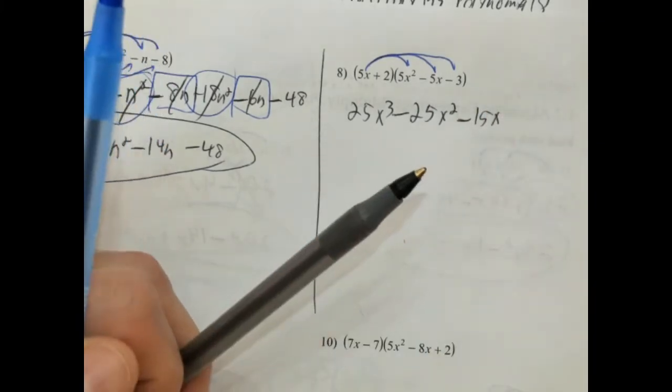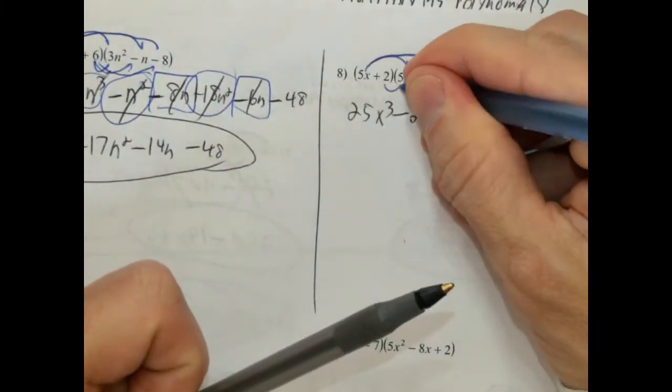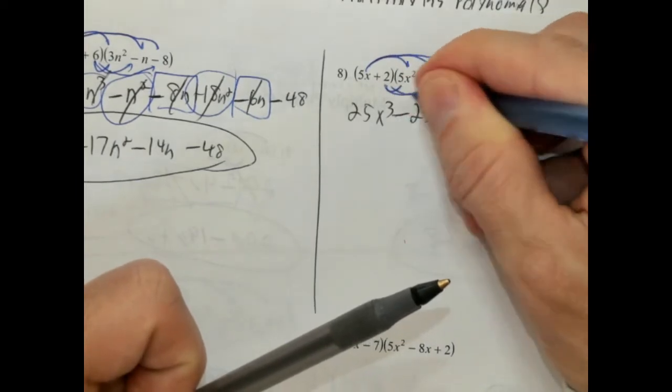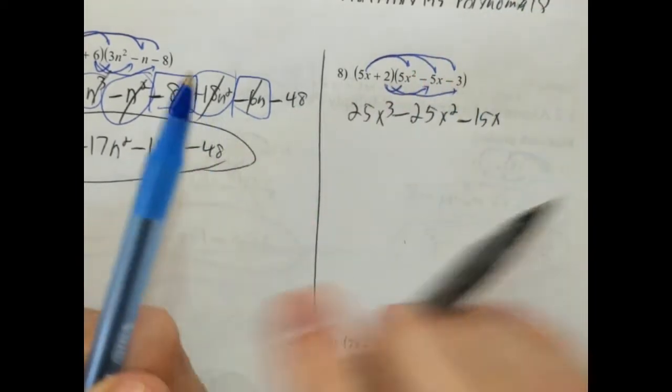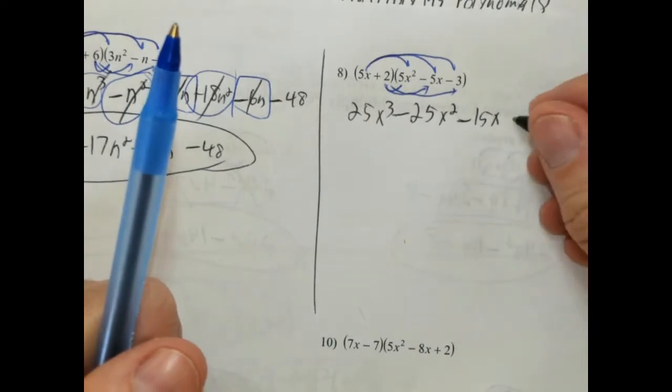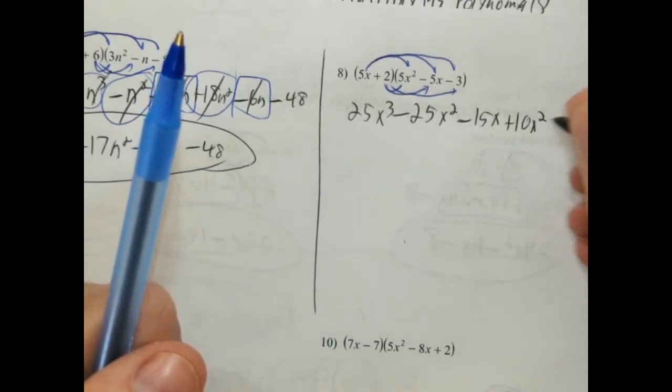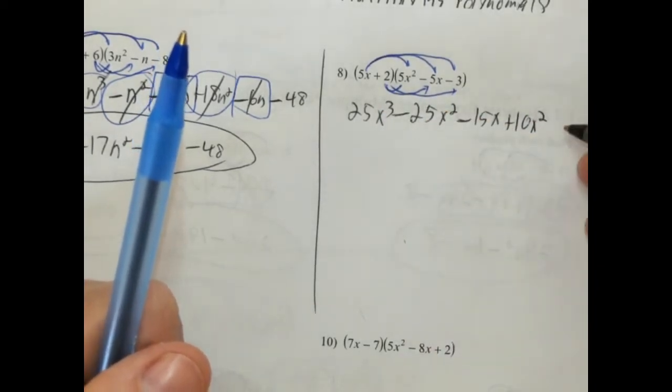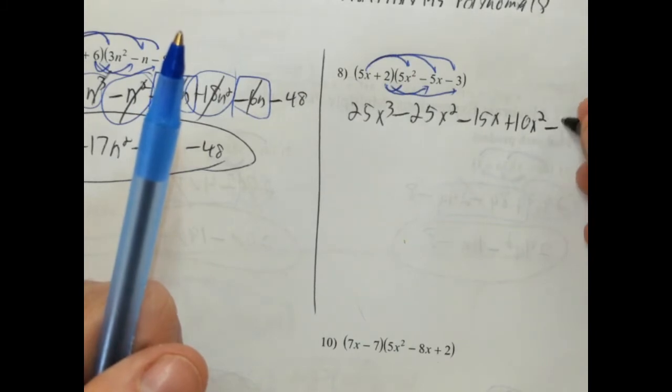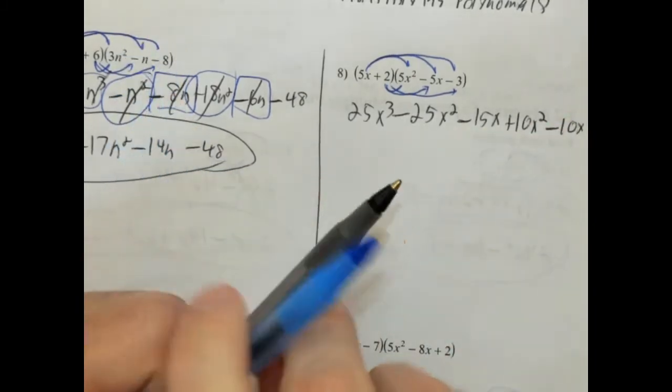I'm going to distribute the 2. So 2 times 5x squared is plus 10x squared. 2 times negative 5x is negative 10x. And 2 times negative 3 is negative 6. So now we just combine like terms.